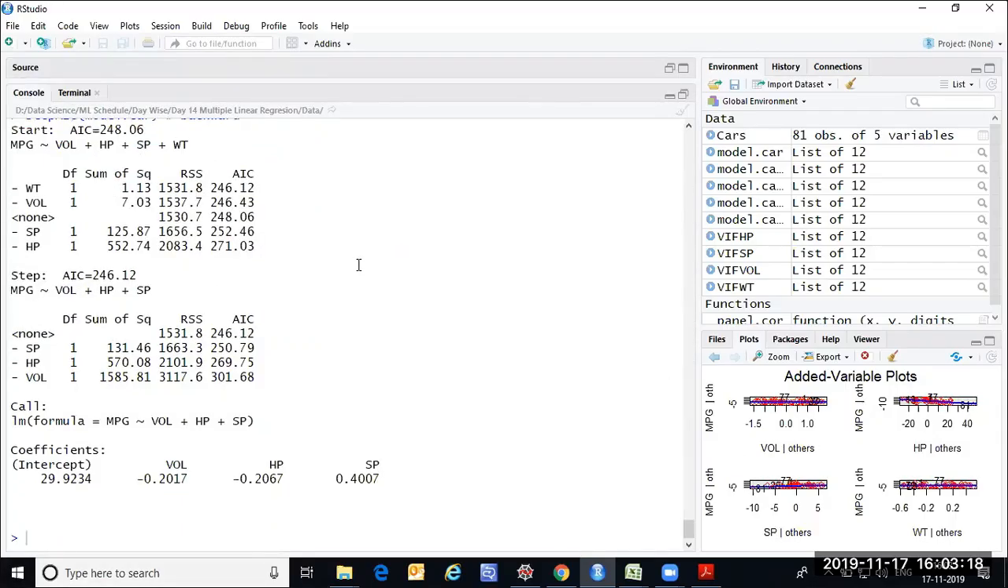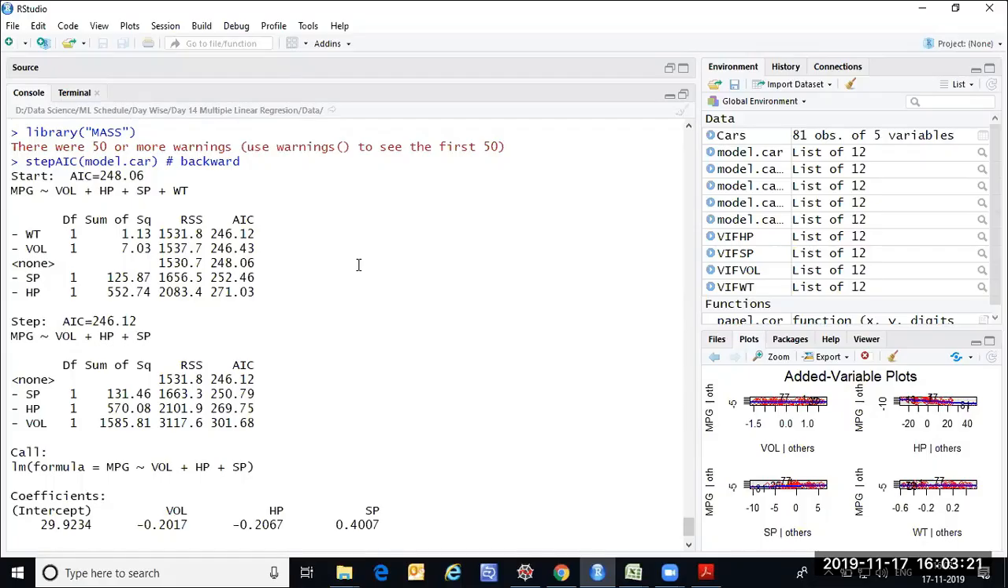The step AIC function automatically understands how your data looks, and based on that, it gives you the results of various models by default on its own. It has given me two models. The first model has all 4 input variables, with an AIC value (Akaike information criterion) of 248.06. But in the second proposed model, it has removed the weight variable and considered only the remaining 3 input variables. Now the step AIC value is 246.